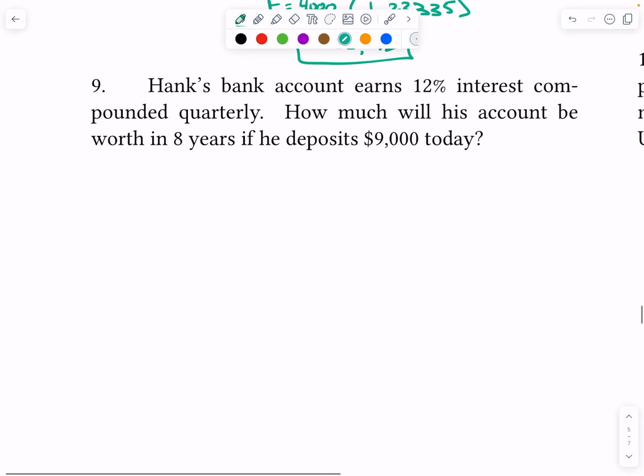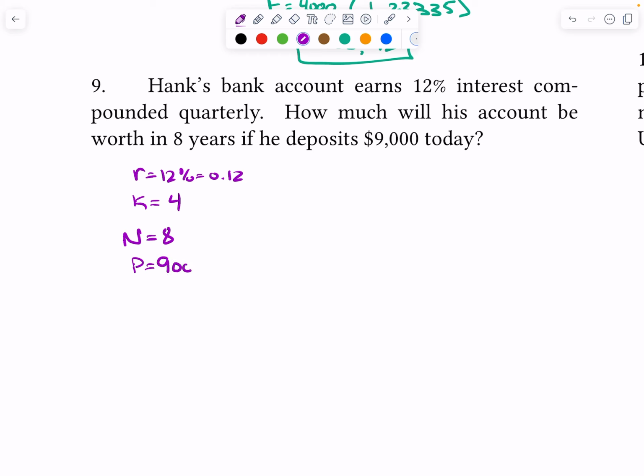All right, let's try this next one. Hank now has an account that earns 12% interest compounded quarterly. So here the rate is 12%, 0.12. The compounding period, there's 4 per year. Number of years is 8. And the present value is 9,000. And so I'm going to do the same thing.